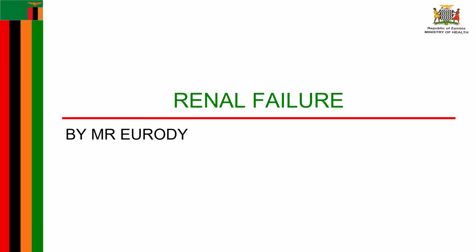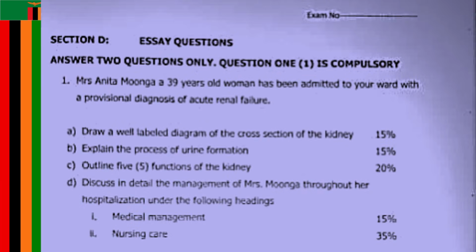Okay, so the question that we are looking at for renal failure reads as follows. If you are not able to see clearly, this will still be shared. The scenario says Mrs. Anita Monga, a 39-year-old woman, has been admitted to your ward with a provisional diagnosis of acute renal failure. Question A says, draw a well-labeled diagram of the cross-section of the kidney, which is 15%.